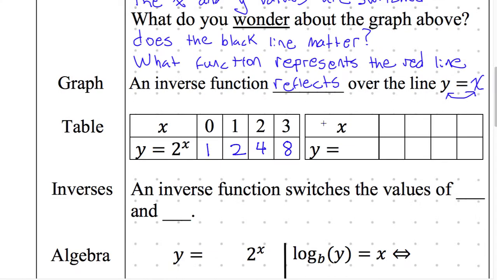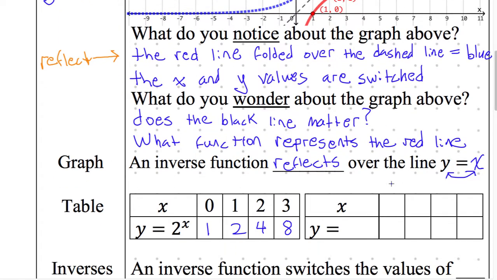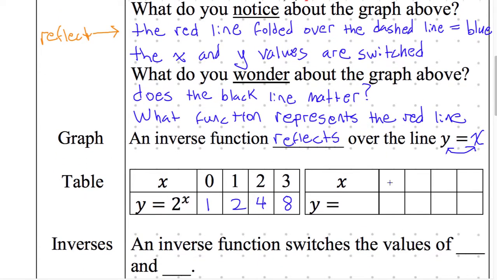All right, so this unknown function, notice that I left this blank because we haven't talked about it yet. But if I talk about this red line, what are the x and y coordinates? Someone give me the first point. Isn't it the same but flipped? It is, yeah. So give me the first point. 1, 0. Then 2, 1. 4, 2. 8, 3. Exactly.